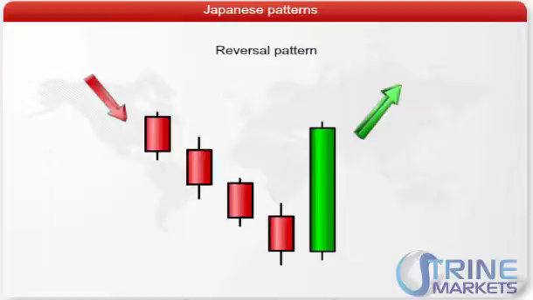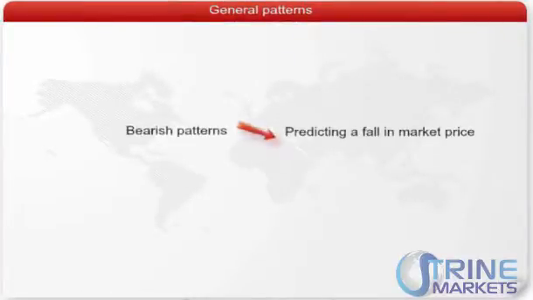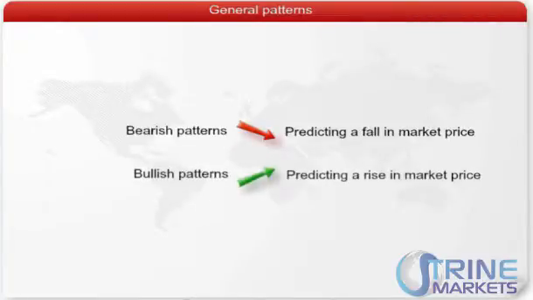In general, you can define the colours of the candlestick in each trading platform to suit your individual preference. Bearish candlesticks are usually red, whereas bullish candlesticks are green. To prevent confusion from here on in, we'll refer to them using these colours. General patterns. The following can be considered both bearish patterns, predicting a fall in market price, and bullish patterns, predicting a rise in market price.